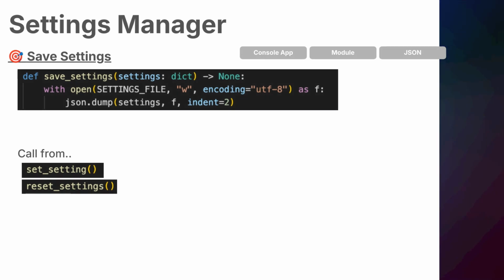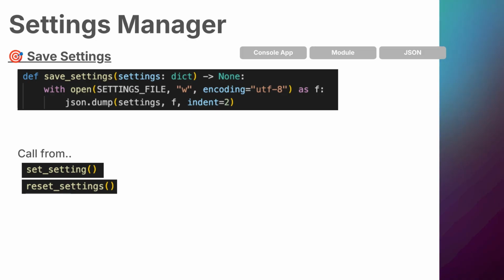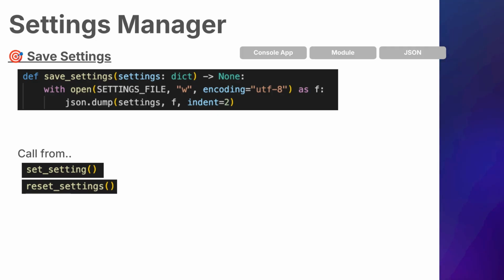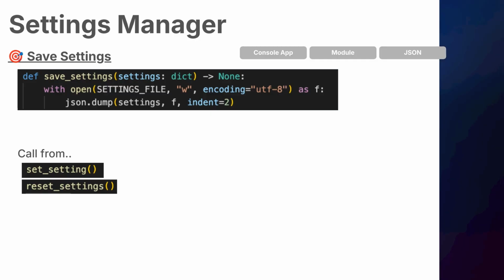Now let's look at the Save Settings function, which is the part of the program that makes everything stick. This function's job is to take the current settings and write them into the settings file. Whenever a setting is changed or reset, this function is called so the new values are saved permanently. Inside the function, the file is opened in write mode.